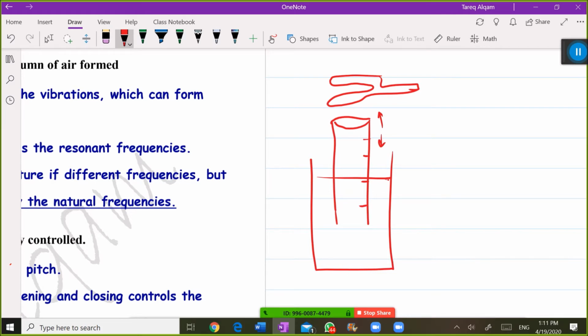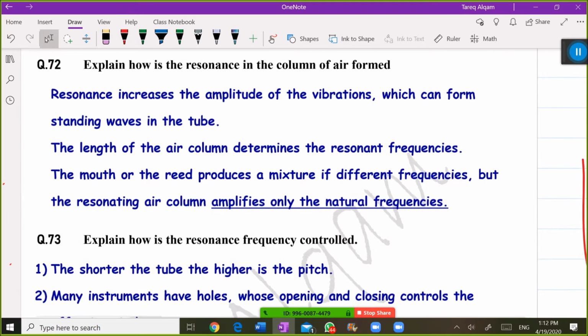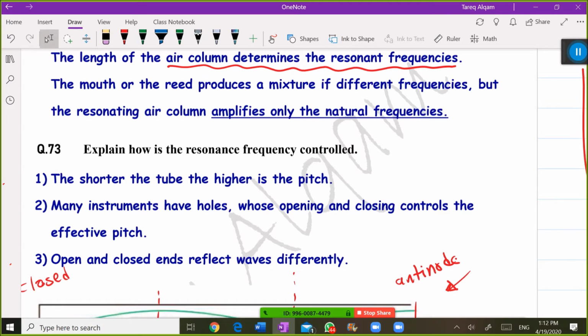At this length, a standing wave is formed in the air inside here. In this air inside, there are standing waves, because when the standing waves are formed, the air particles will oscillate at their maximum displacement. As a result of that, we will have higher amplitude. So resonance increases the amplitude of the vibration, which can form standing waves in the tube. The length of the air column determines the resonant frequency. Okay, but it amplifies only the natural frequency.